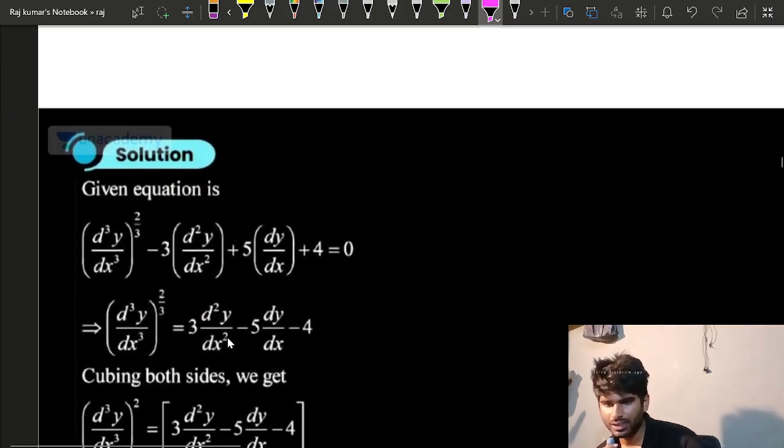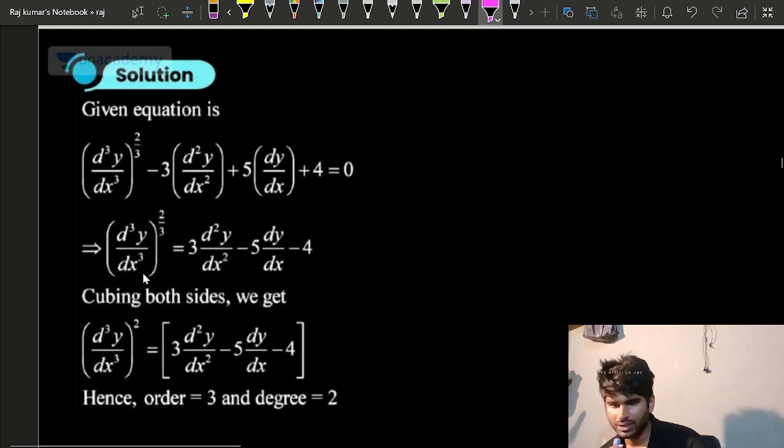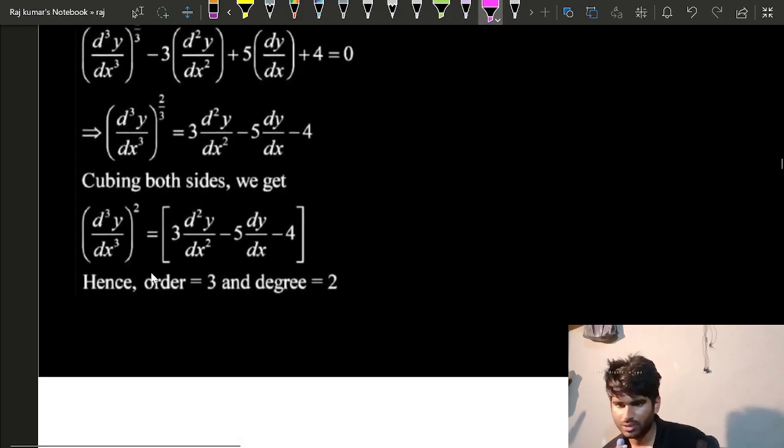Can you see when we discuss the solution? So cube both sides. Why? Because we want to cancel the 2 by 3, right? So when we take the cube on both sides, as in power 3, and here also 3. And then hence the order is 3, and the degree is 3 to the power 2. So the degree is this one. Sir, why can we not take this one? Because the highest is this one, no, 3. We cannot take this one.